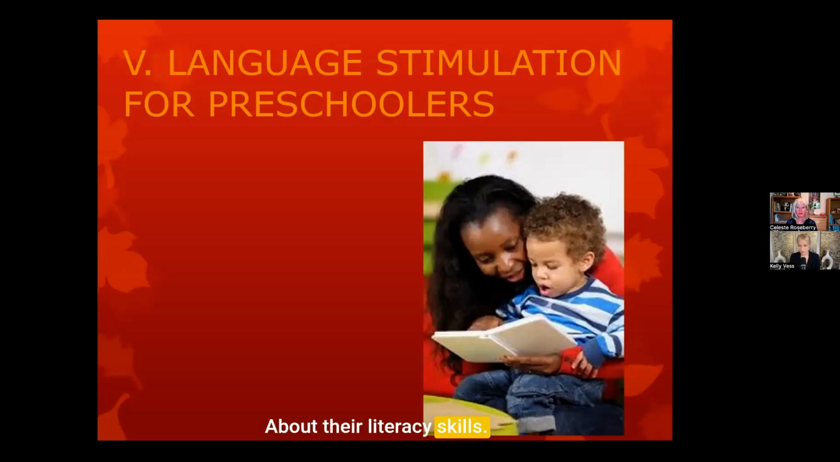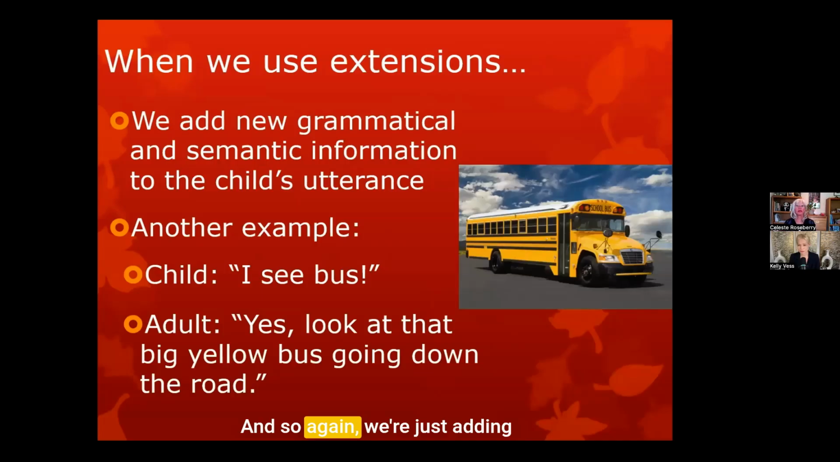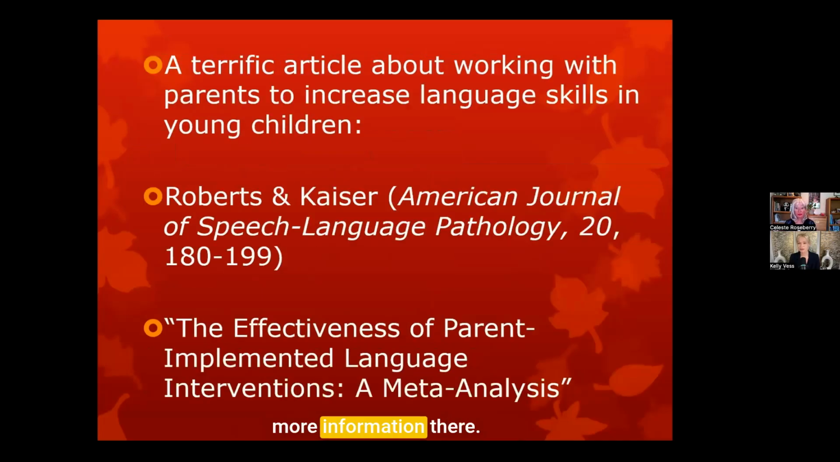Here are some ideas for preschoolers. The biggest thing I did with my own son is extensions, adding words. So the child says, kitty. Yeah, there's a fluffy orange kitty with big blue eyes. If we can do that in any language, anytime during daily routines, and if you take nothing else away from this, remember that as number one: add words, no matter what language. And so again, we're just adding more information there.